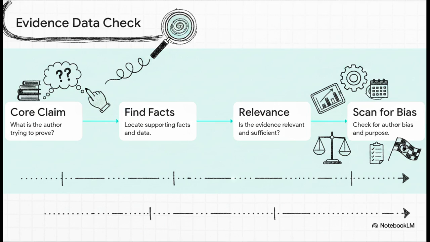Let's translate that standard into a totally straightforward procedure you can apply to any text. We like to call it the evidence data check. Step 1. Identify the core claim. What exactly is the author trying to prove here? Step 2. Locate the supporting facts and data. Are there hard numbers, primary sources, or actual historical facts being used to back it up? Next up, Step 3. Check for relevance and sufficiency. Is this evidence actually related to the claim, and crucially, is there enough of it to prove the point? And finally, Step 4, scan for bias, using that awesome 3-step checklist we learned just a moment ago.